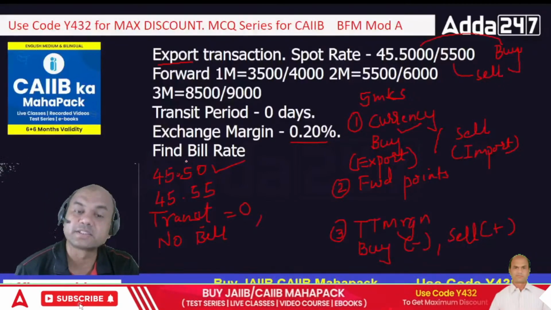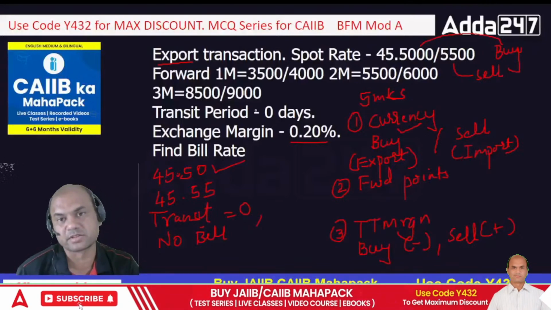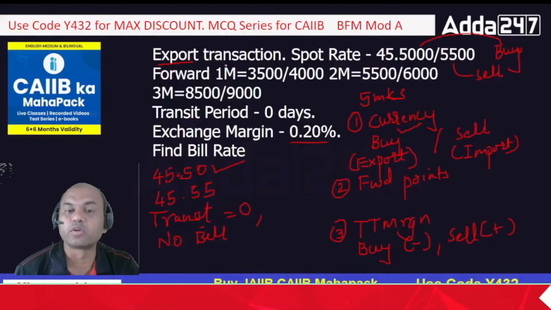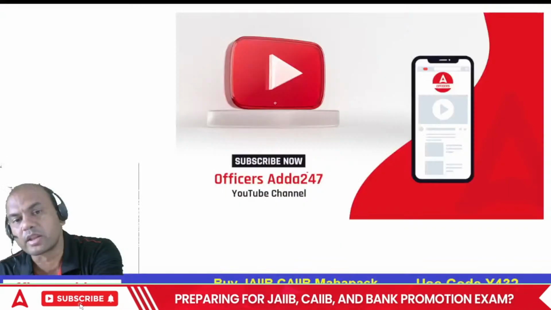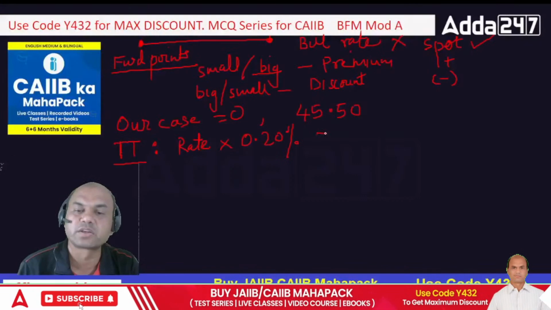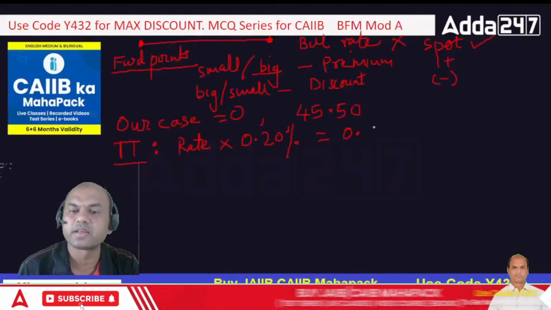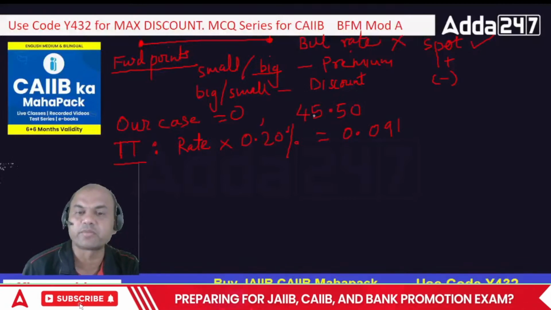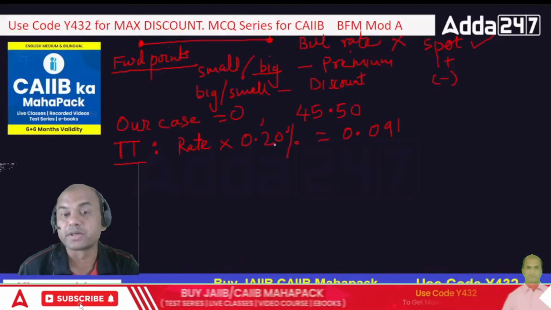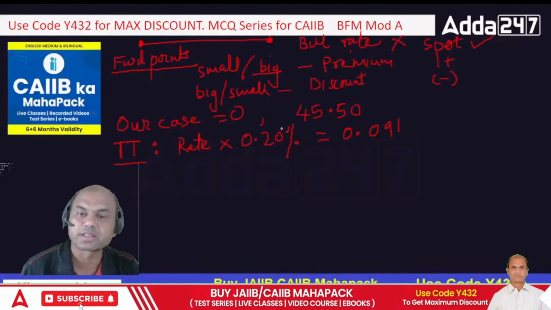Okay, so is this 45.5 correct? Yes. Why? Because spot. Is there no forward? No. Why? Because its transit is 0, right? So now find the answer. It is 0.091, I think so. 0.091. How did I get it? Rate was 45.5 into 0.2%. Percent means upon 100. Always remember this.